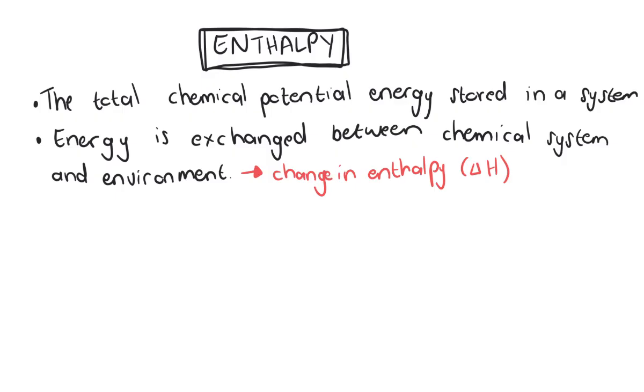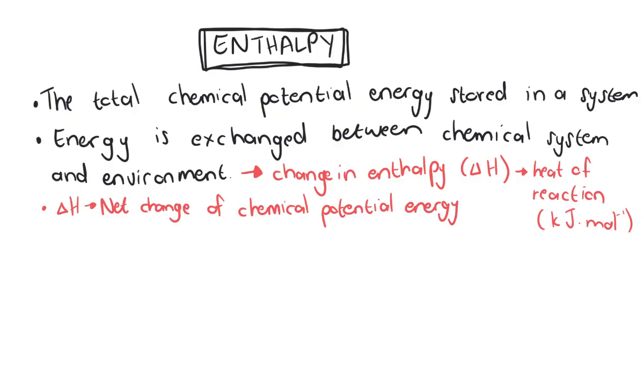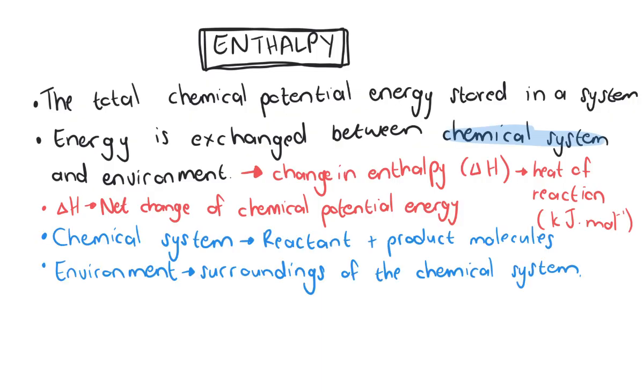And this change in enthalpy, delta H, represents the heat of the reaction, which is measured in kilojoules per mole. That delta H can also be called the heat of reaction, and it is the net change of chemical potential energy of the system. Remember, your system is the reactant and product molecules, while your environment is the surroundings of the chemical system. That includes your container in which the reaction takes place, or the water in which the molecules are dissolved.